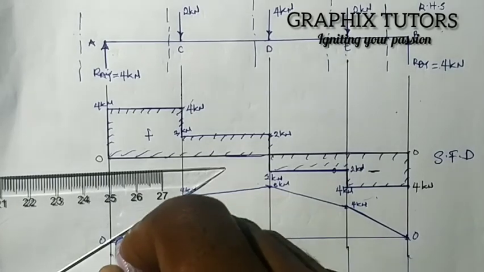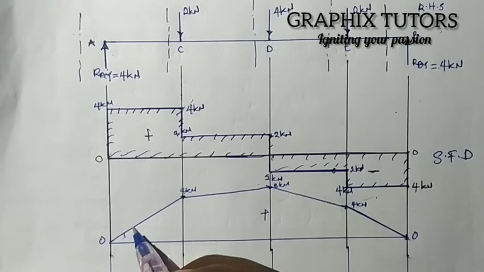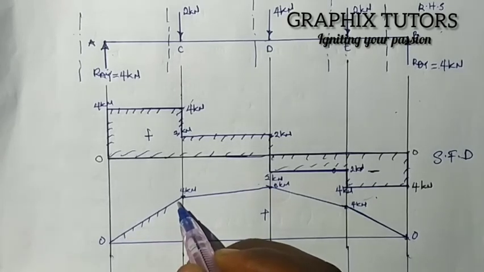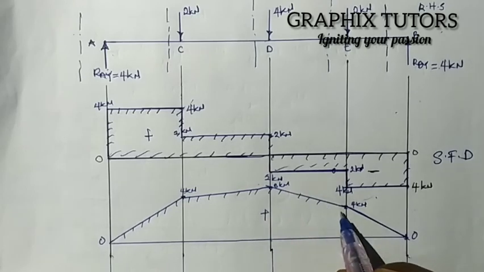So this is the positive one here. So this is my bending moment diagram for that figure that we just saw here.